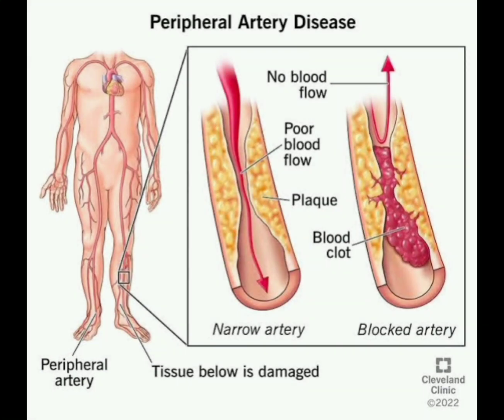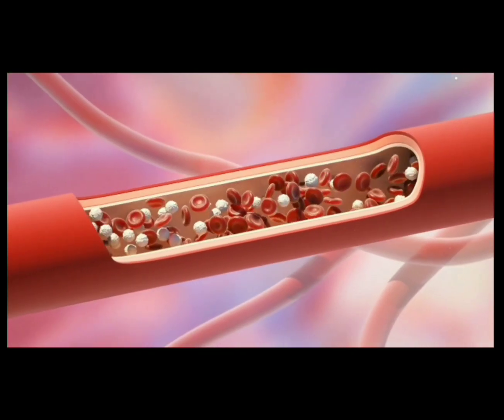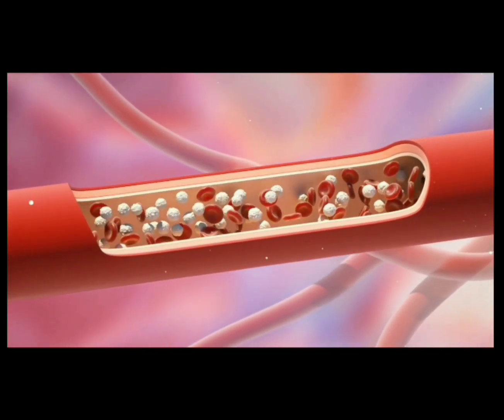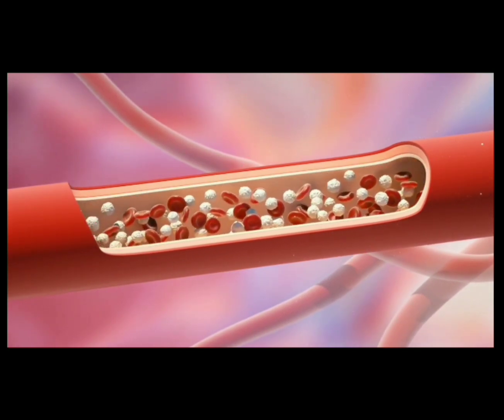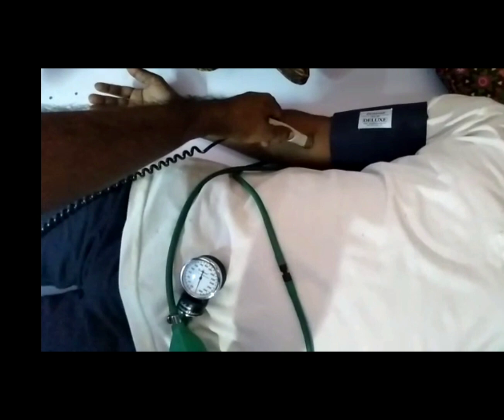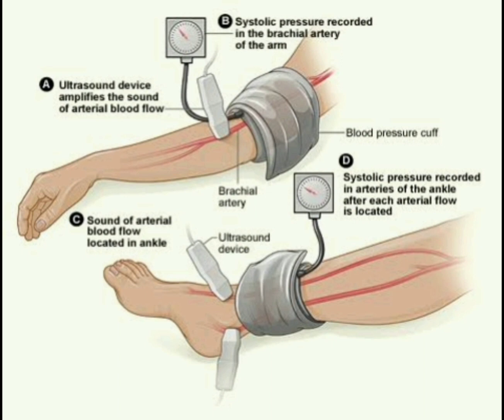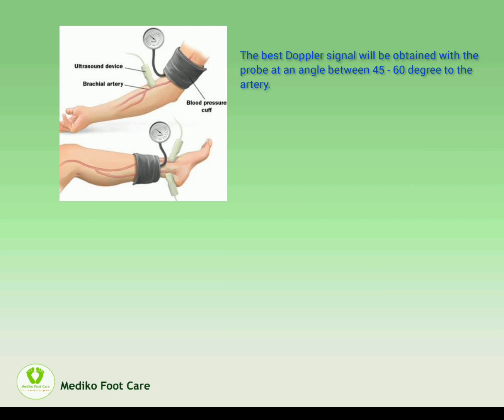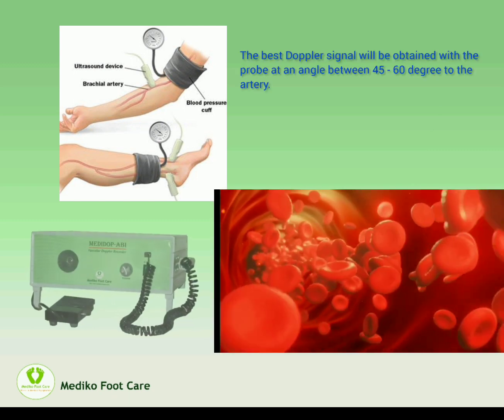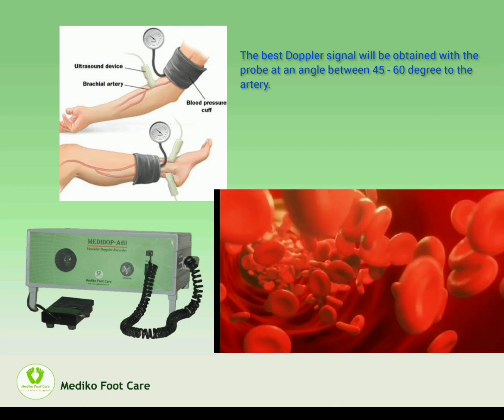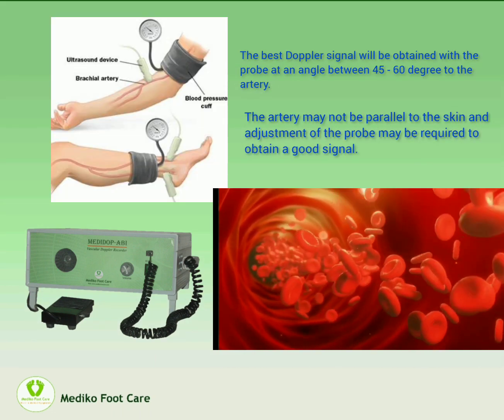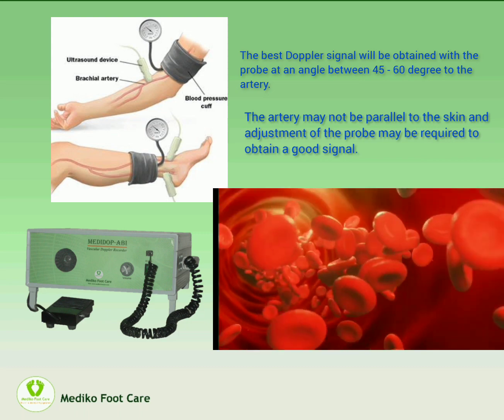Peripheral arterial disease is a common condition in which narrowed arteries mean the arms or legs do not receive enough blood flow to keep up with demand. Doppler technology uses sound waves to detect blood flow and identify any differences in blood pressure within different areas of the arms and legs. The transducer sends out high-frequency sound waves and then listens to the response to create an image based on the sound reflected back at the machine. The best Doppler signal will be obtained with the probe at an angle between 45 to 60 degrees to the artery. The artery may not be parallel to the skin, and adjustment of the probe may be required to obtain a good signal.